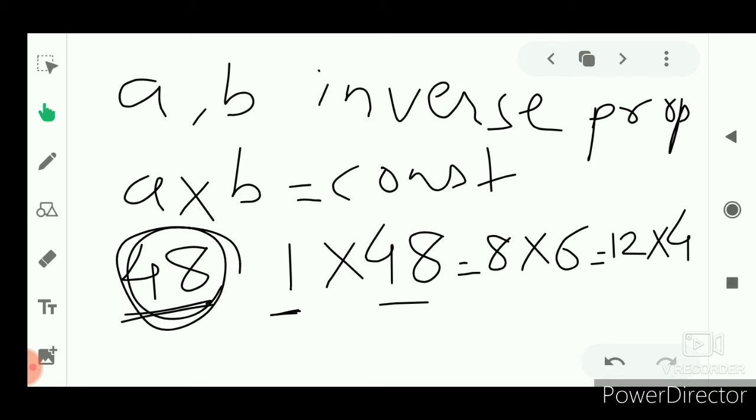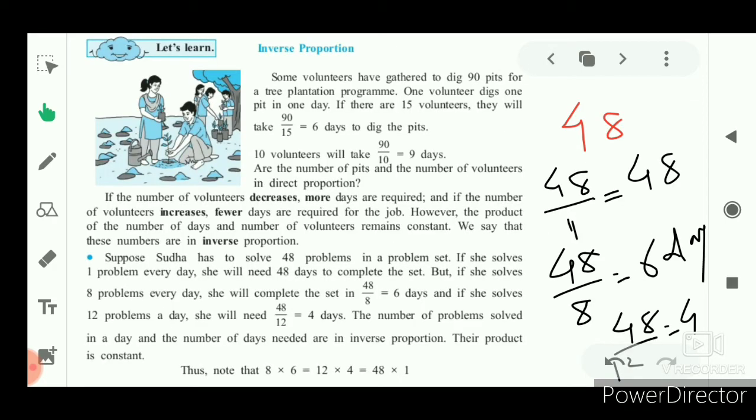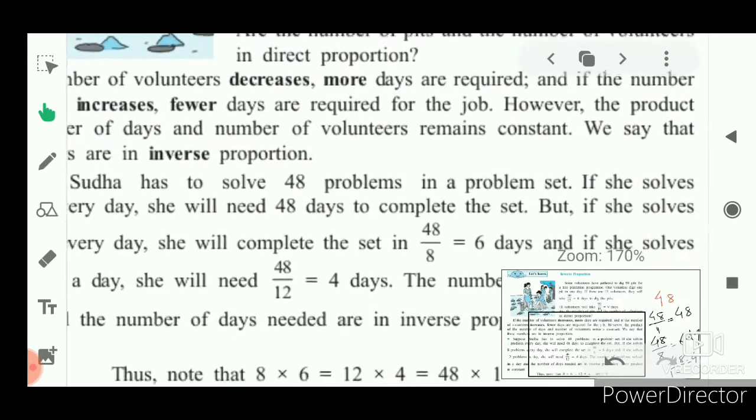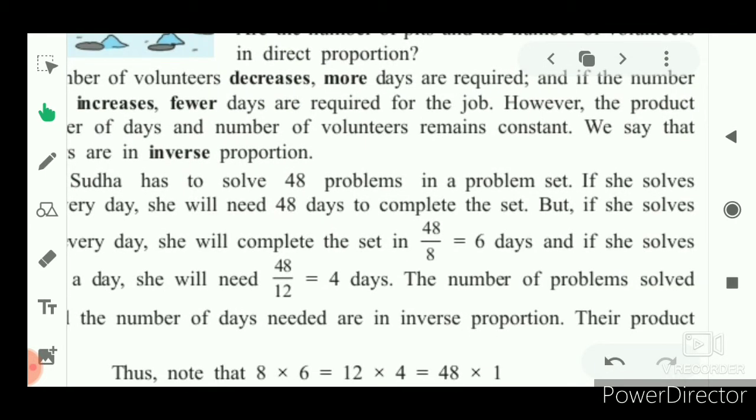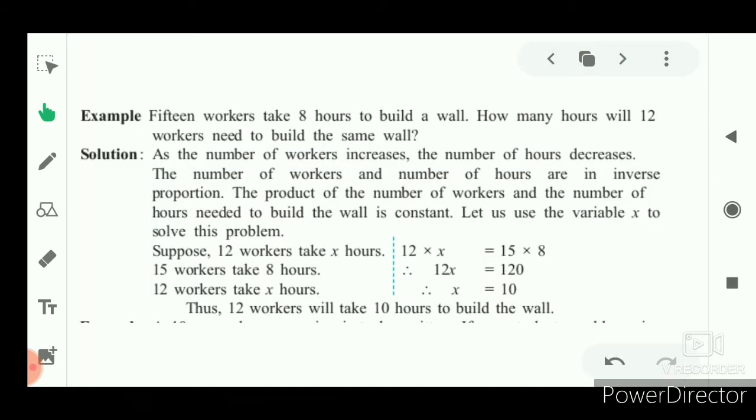उनके प्रोडक्ट के इक्वल. इस क्वेश्चन में क्या था, नंबर ऑफ प्रॉब्लम्स इन अ प्रॉब्लम सेट 48 ये कांस्टेंट था 48, और एक दिन में कितने क्वेश्चन सॉल्व करती है वो, और कितने डेज़ लगेंगे, वो इन्वर्स प्रोपोर्शन में थे. तो हेयर 12 and 4 आर इन्वर्स प्रोपोर्शन. तो उन दोनों का जो मल्टीप्लिकेशन जो होगा वो कांस्टेंट टर्म के इक्वल होगा. ओके, नाउ लेट्स सॉल्व सम प्रॉब्लम्स.